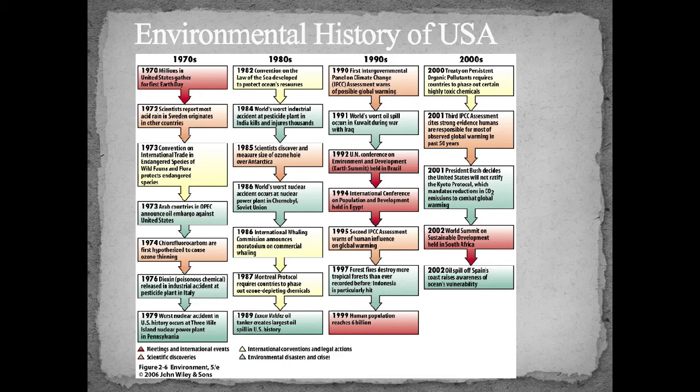1973, the Arab countries in the OPEC, and OPEC stands for Organization of Petroleum Exporting Countries, announce an oil embargo against the United States, which means that they were not exporting oil to the United States. 1974, CFCs are first hypothesized as the reason for the ozone thinning. 1979, a major nuclear accident at Three Mile Island.